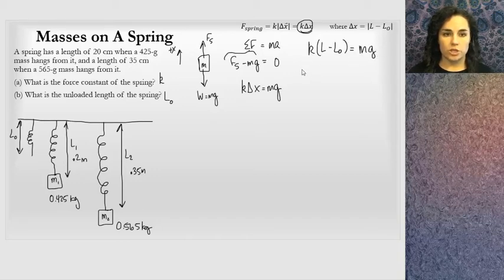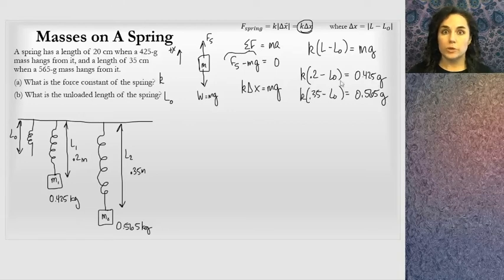So in the first situation, I have K times (0.2 minus L naught) equals M1 g, which is 0.425 g. And in the second situation, I have the very similar equation, except I'm replacing the length. It has a new length, and it has a new mass. Okay, so we're golden here. There's two equations and two unknowns, and you're welcome to solve the problem with this, just setting up those two equations and doing some algebra on it.